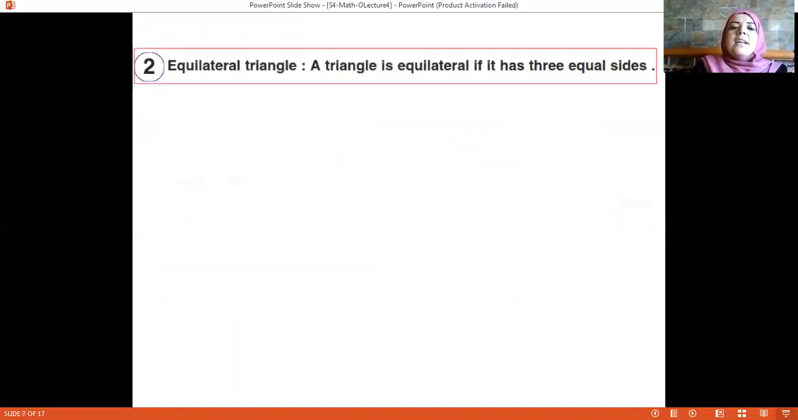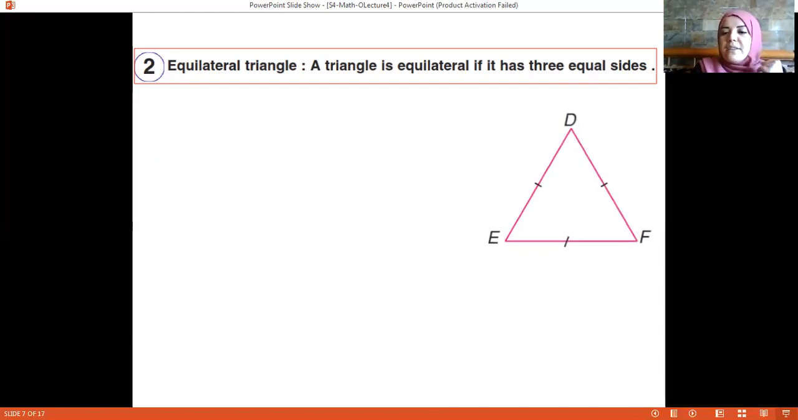Okay? Now let us go for the second particular triangle, which is an equilateral triangle. A triangle is said to be equilateral if it has three equal sides and three equal angles. And in this case, we don't have a main vertex because all of them are mains. All of them, they are equal. They have the same value.